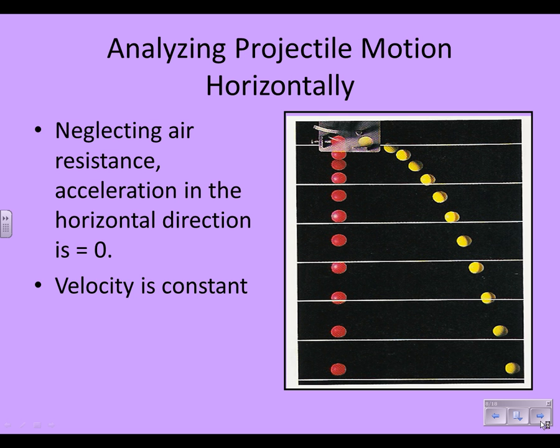Its velocity in the horizontal dimension is constant. If acceleration is 0, what does that mean about the velocity? It's constant, right? We said acceleration is a change in velocity.